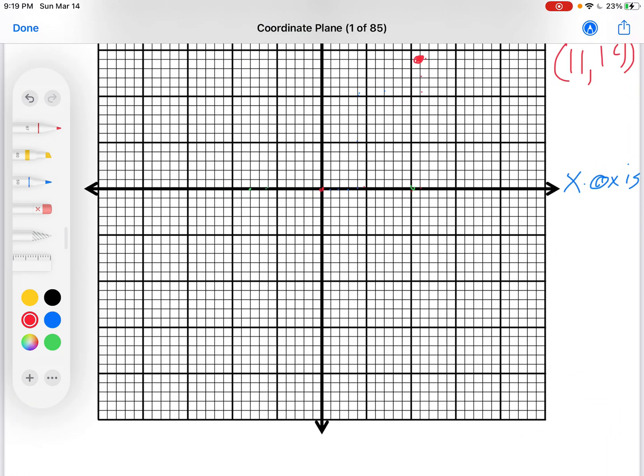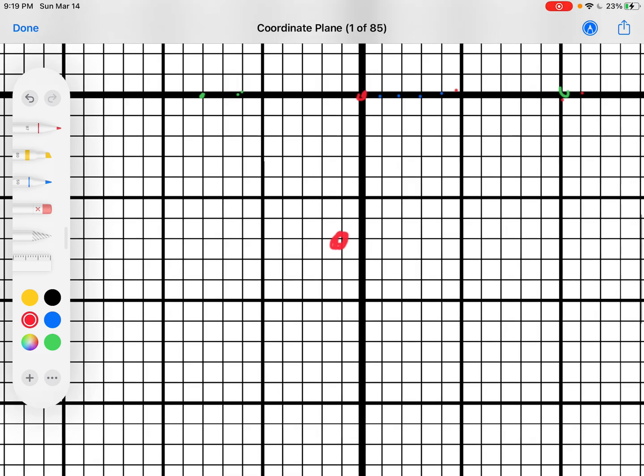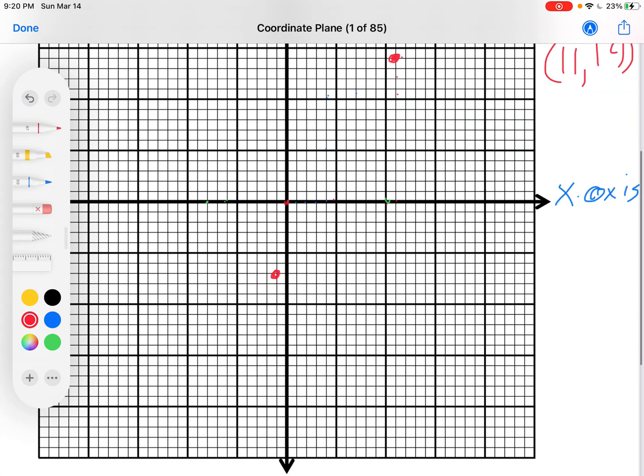Let's say I have a point right there. Now, do I start at 0, 0? Do I go right or left? I go left. How much left? 1. So that means it's negative 1 for the x-coordinate because I went left 1. Then do I go up or down? I go down. How many? I go down 7. So that point is at negative 1, negative 7.